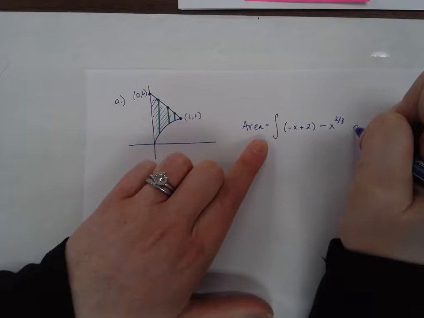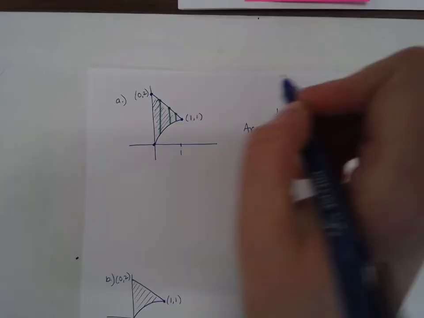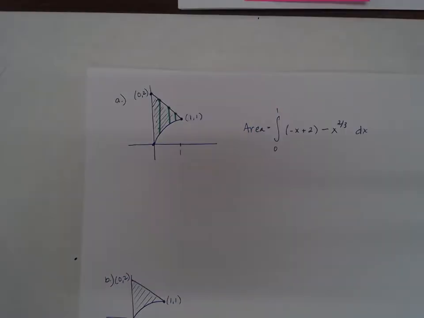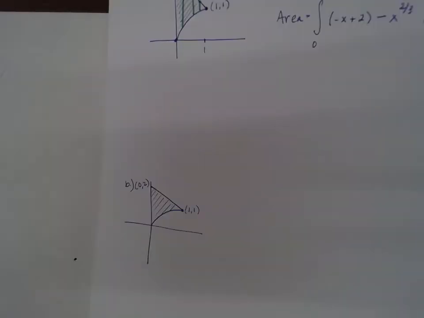And of course, I'm doing this from 0 to 1. That's all along the x-axis. And that's all you have to do. You can put that on the calculator, but we're going to focus on the setups because I think you guys are fine with the calculator at this point. So that's just finding the area. You integrate top minus bottom or right minus left, but we did top minus bottom.